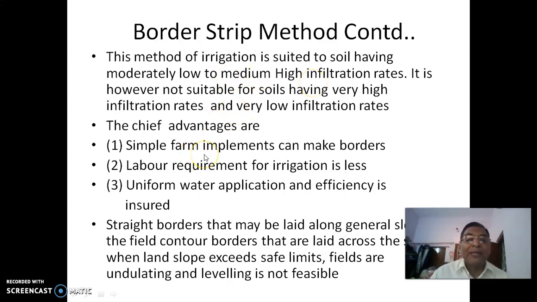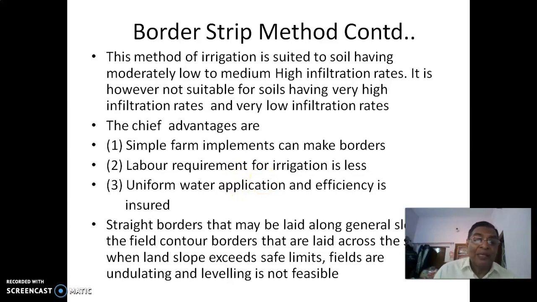One of the chief advantages is simple farm implements. You can use them to make the borders. Normal casual labor is good enough. The labor requirement of irrigation is also less. Once you make borders, the labor is less. Uniform water application and efficiency is assured. That is very important. Ultimately, all these methods are designed to save water. So uniform water application means land preparation is very much important.